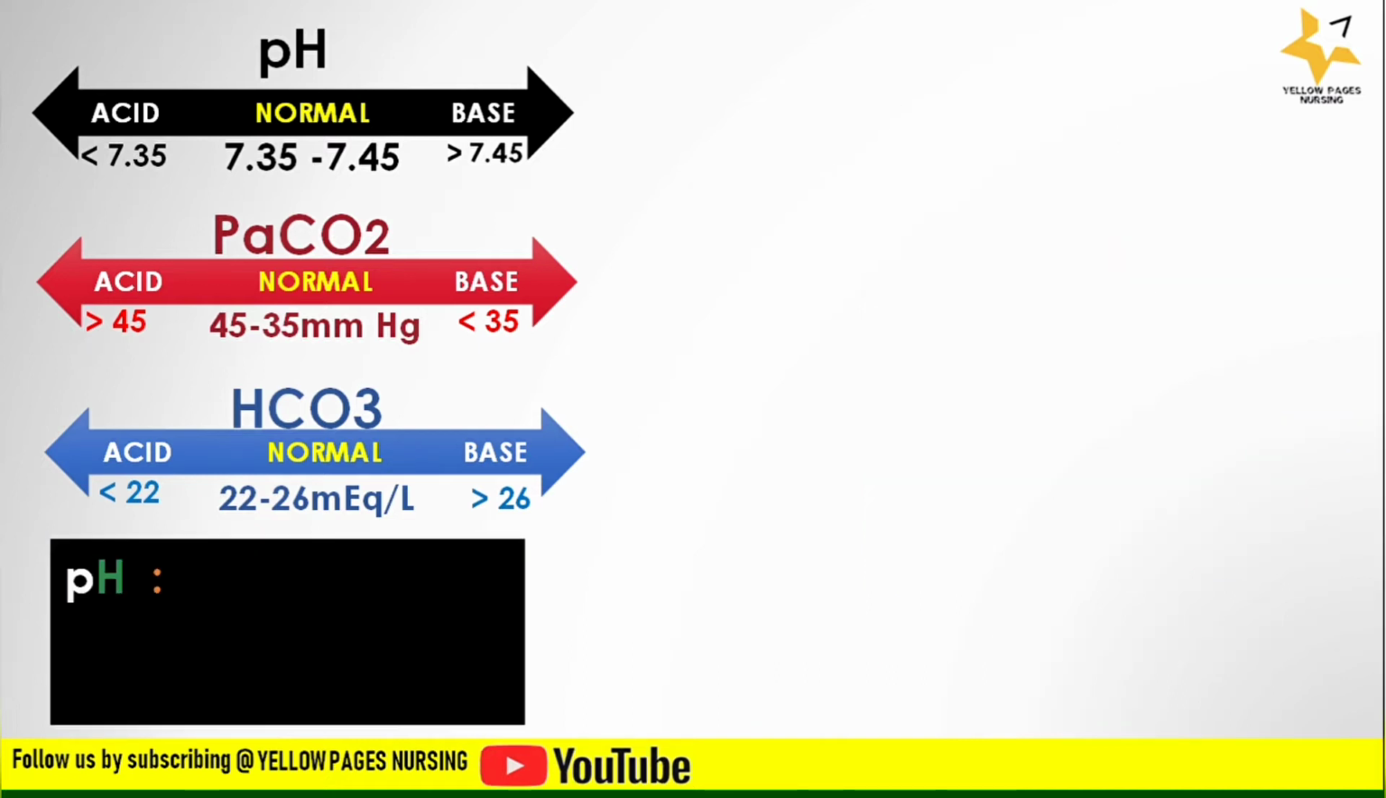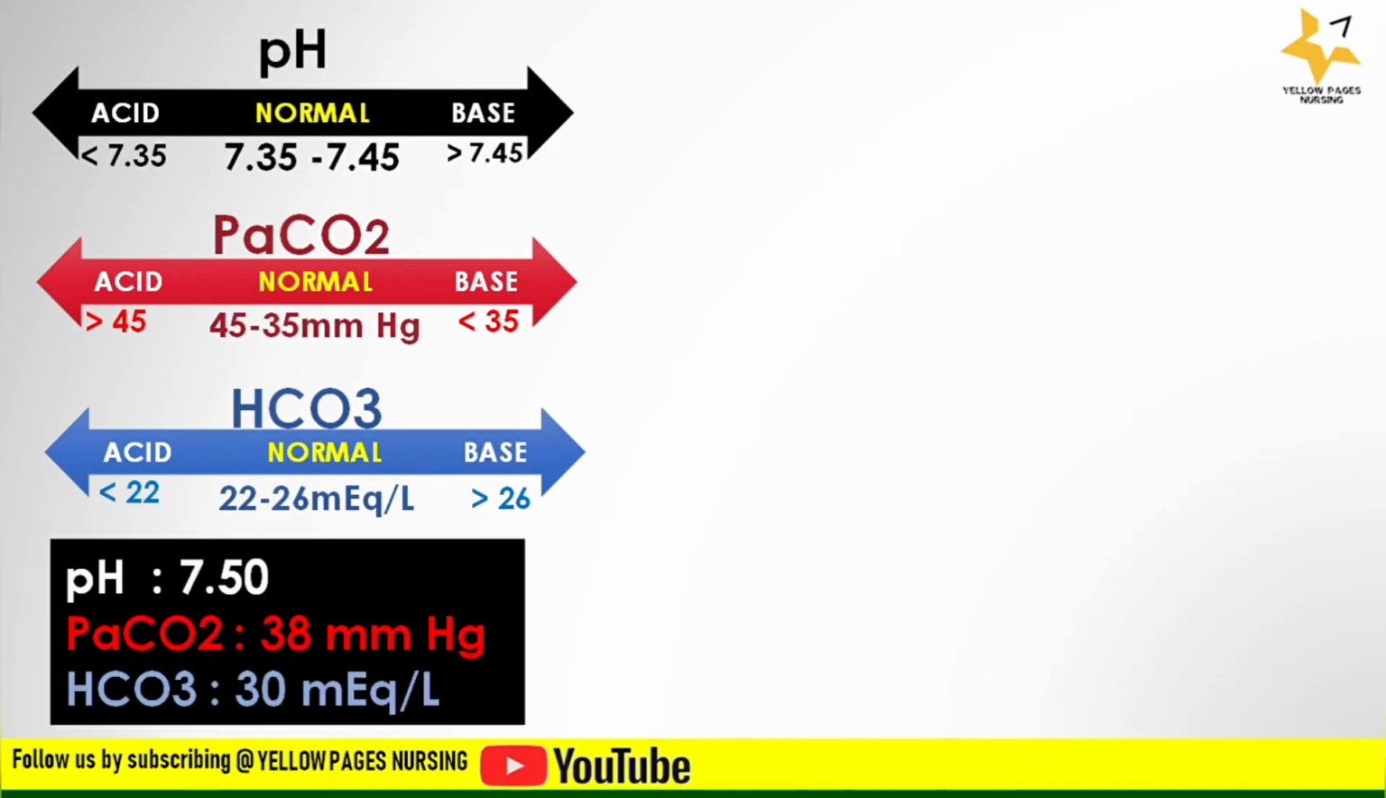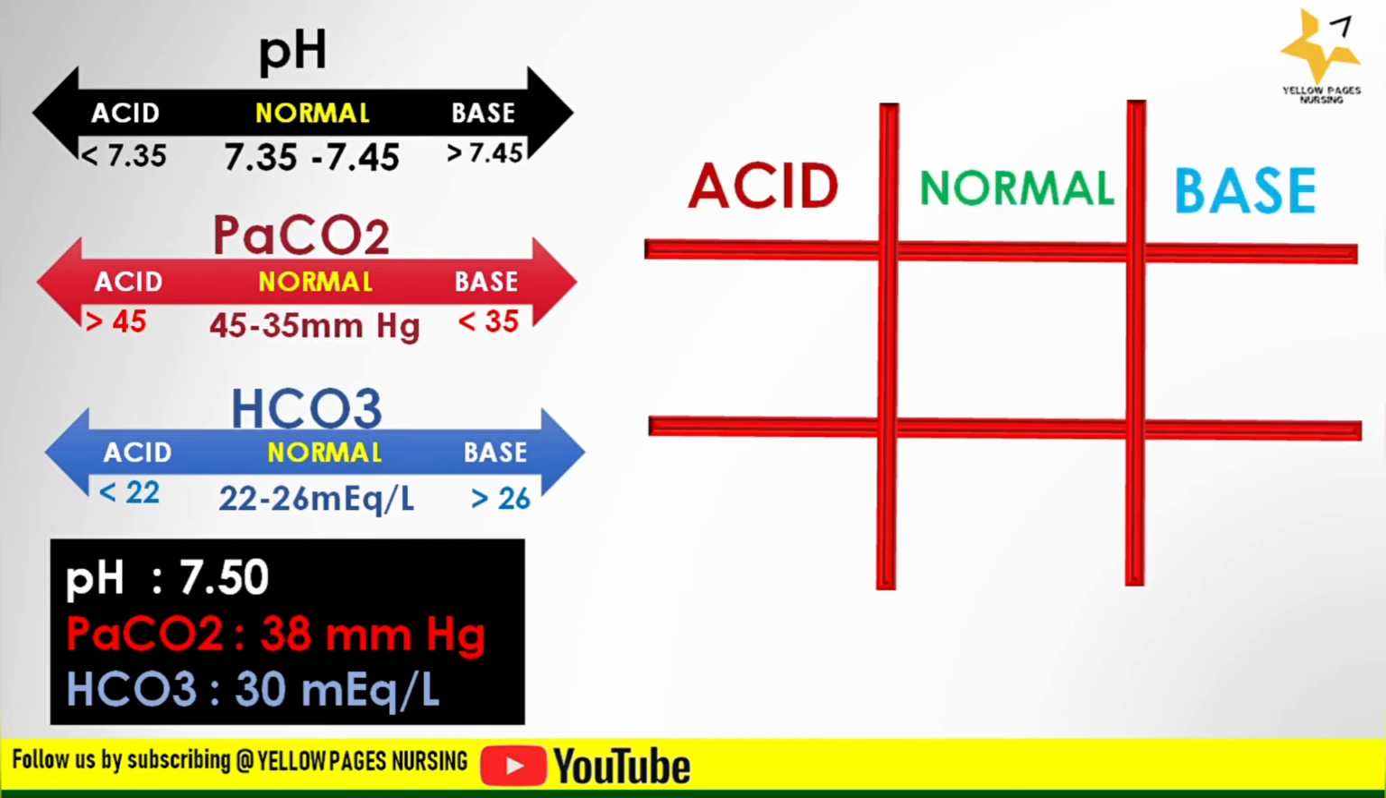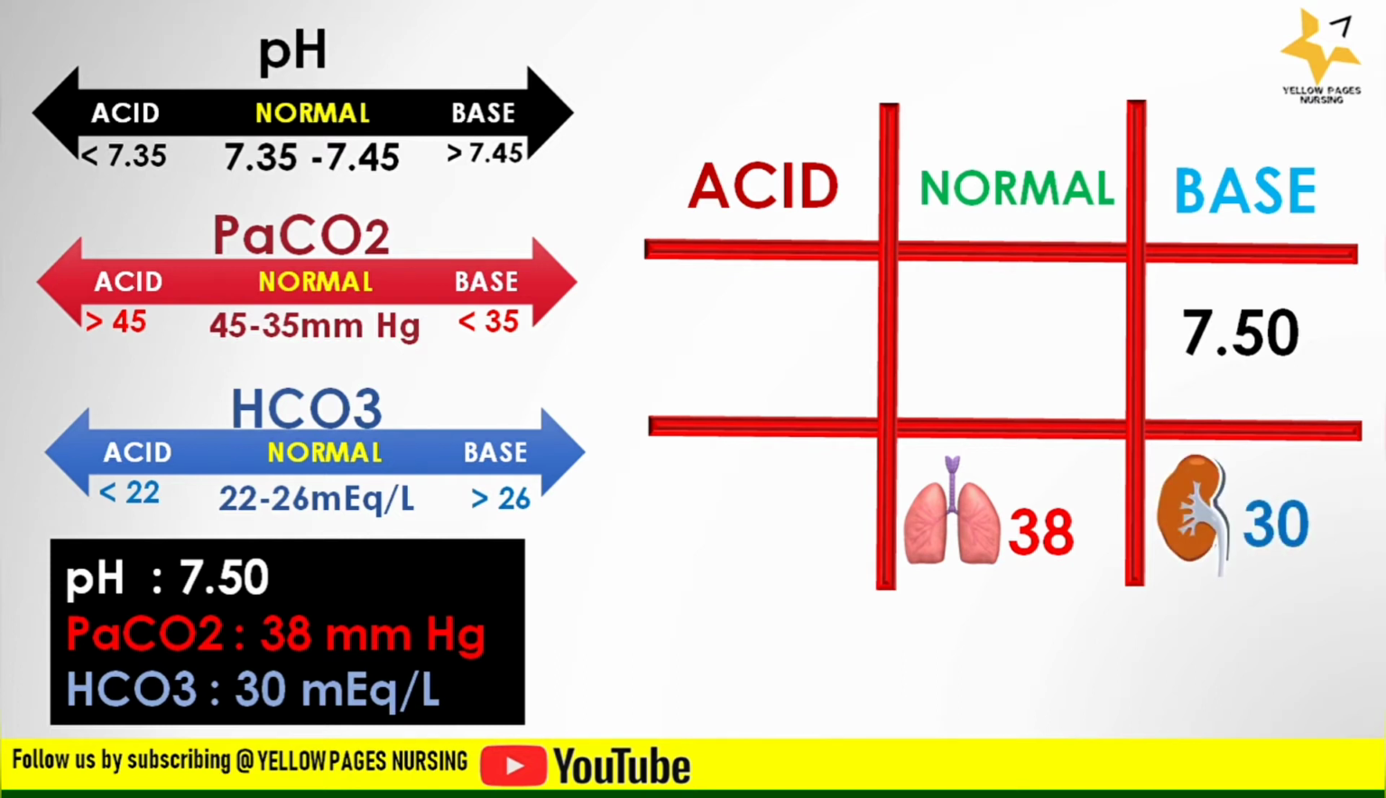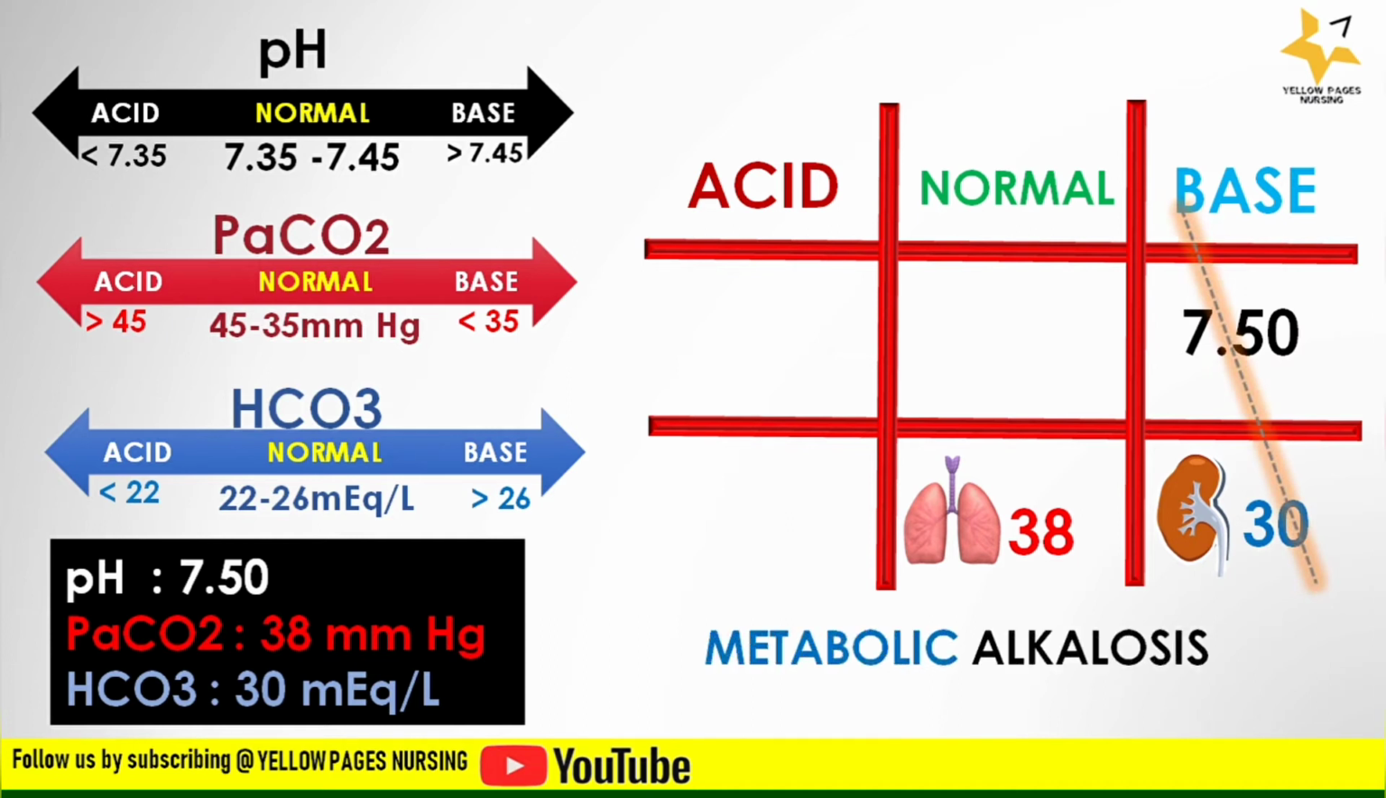pH is 7.50, PaCO2 is 38 mmHg, bicarbonate is 30 milliequivalent per liter. pH is 7.50, which falls in the alkalotic state. PaCO2 is 38 mmHg, which lies within the normal range and hence it falls in the normal state. Bicarbonate is 30 milliequivalent per liter, which falls in the alkalotic state. Using tic-tac-toe method, pH and bicarbonate match in the alkalotic state and hence we say it is a metabolic alkalosis.